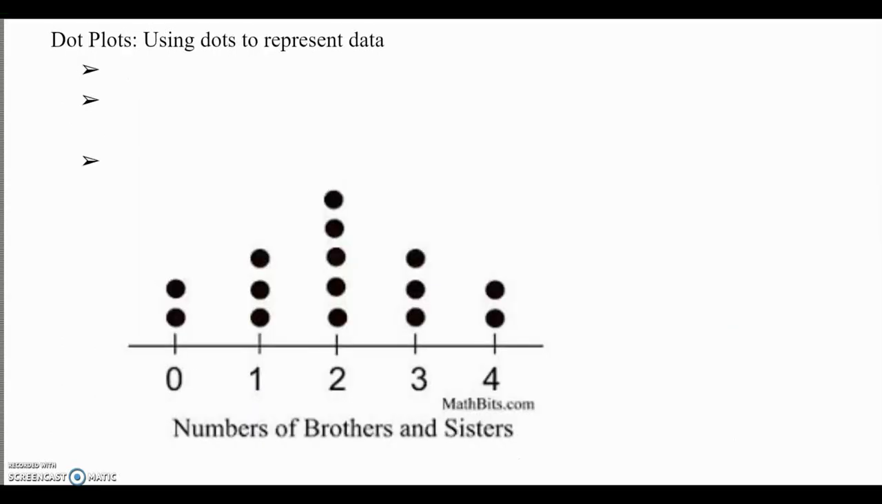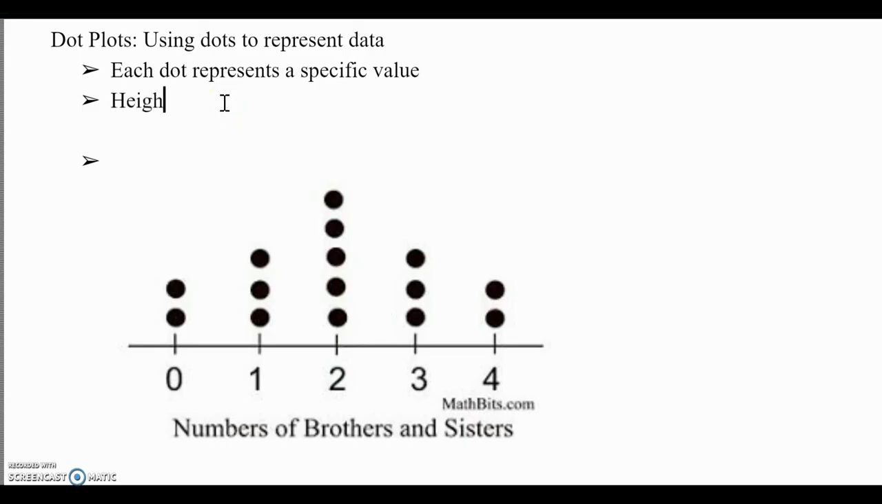So we're going to talk about dot plots, which is just using dots to represent data. Each dot in this situation, or in any dot plot, represents a specific value. So what does this mean? In this case, for this dot plot of number of brothers and sisters, I'm going to let each dot represent one data point. So that means the number of people who have 0 siblings is 1 plus 1, which is 2. The number of people with 1 sibling is 3. The number of people with 2 siblings is 5, and so on.